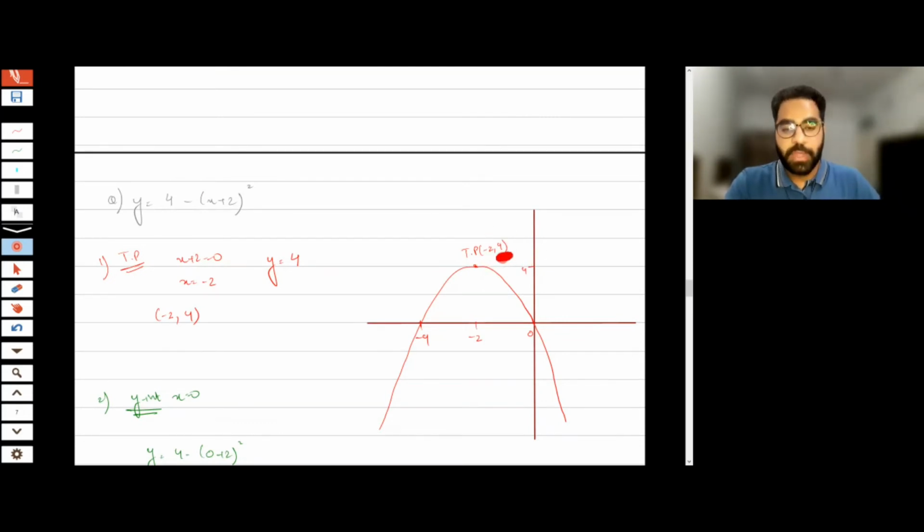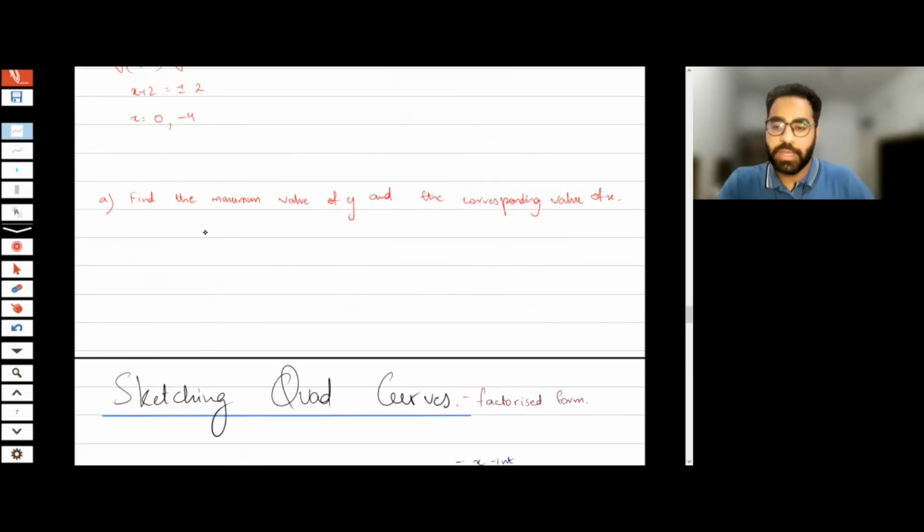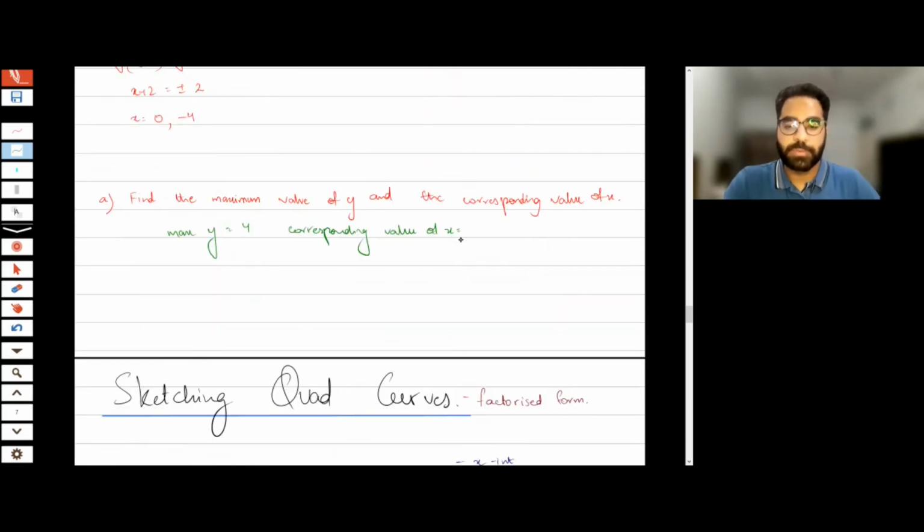The value of x which gives this value of y would be the corresponding value of x, which is minus 2. So my maximum value of y is the y coordinate of the turning point, which is 4. Max value of y is 4, and the corresponding value of x is equal to minus 2. Yes, it is minus 2.